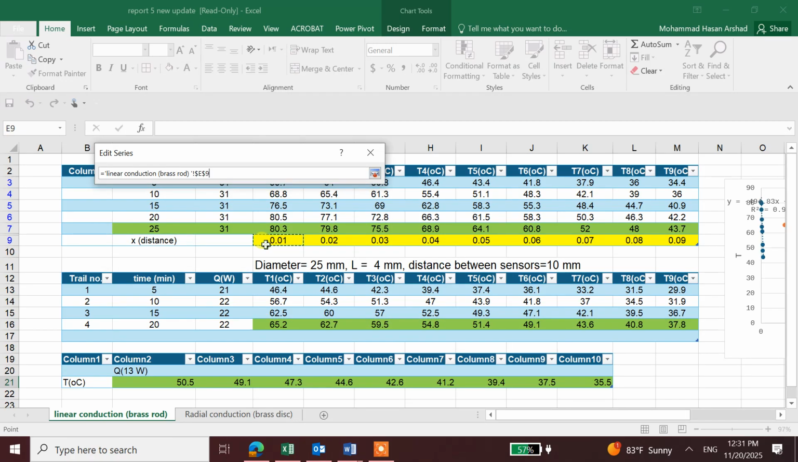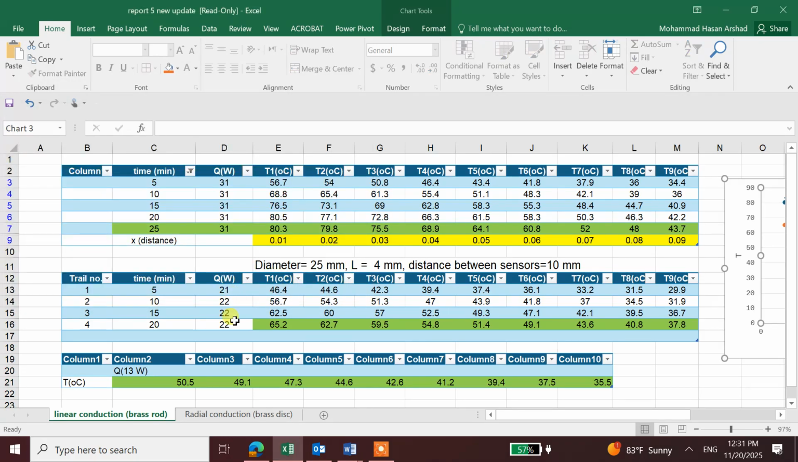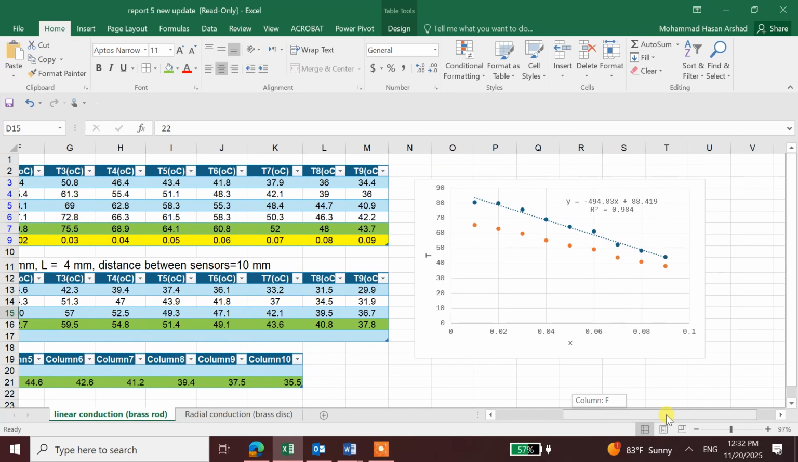X axis the same, and this is q equal how much? 20, 22. Okay, so you can see this is 22, 22, 21. So maybe we can make it 22. So this is constant. So if you have a change here it means that that's only a fluctuation.